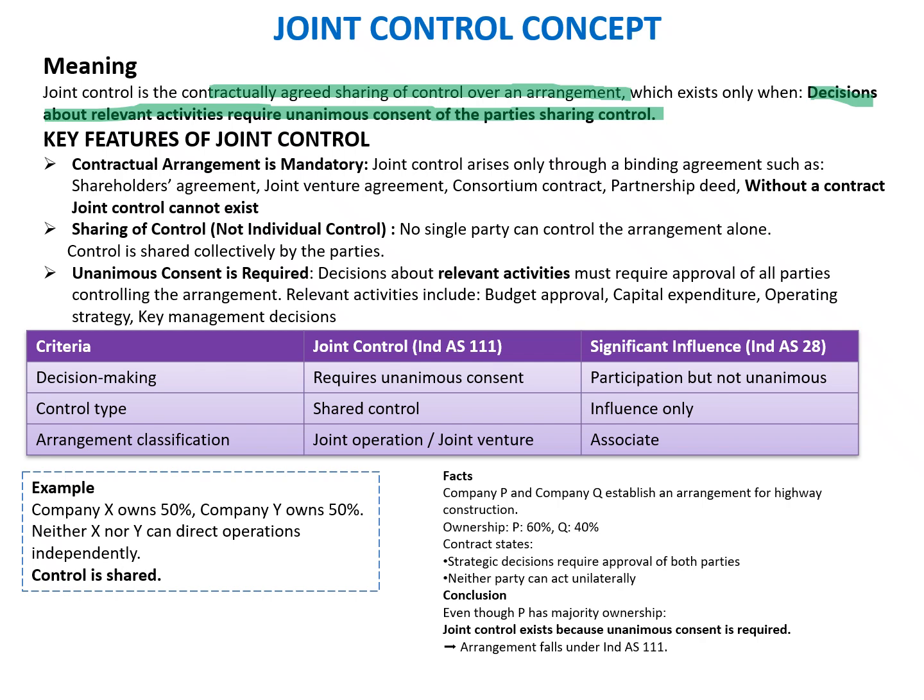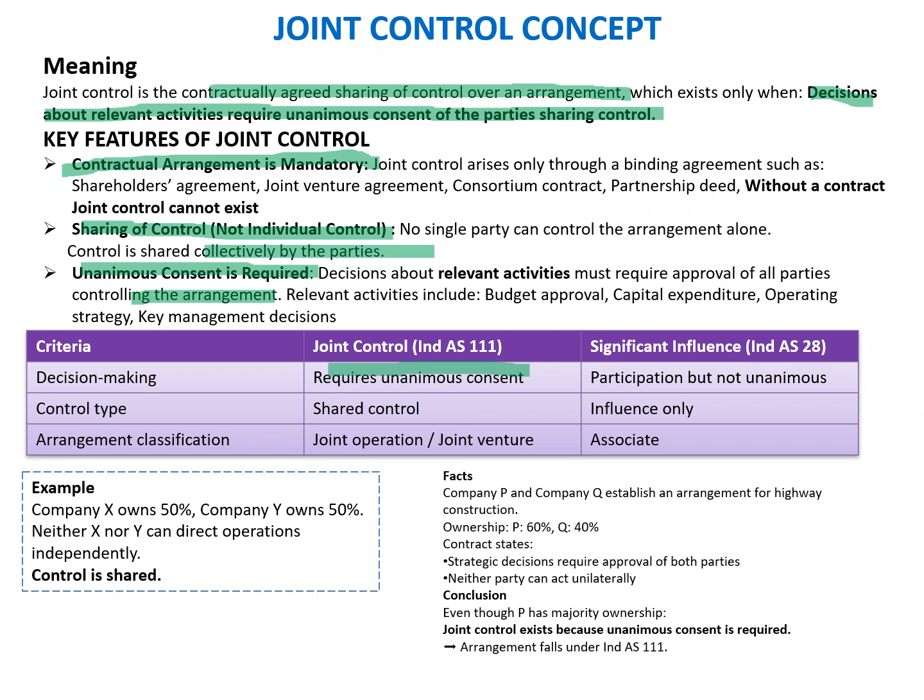So the key feature of joint control is that a contractual arrangement is mandatory. If the contract is not there, and it is just by the act of the person, then it will not be treated as joint control. There is sharing of the control, not individual control. No single party can control the arrangement alone. Control is shared collectively by the parties, and unanimous consent is required. Decisions about the relevant activities must require the approval of all the parties controlling the arrangement. These are the key prerequisites for an arrangement wherein we can establish the concept of joint control, which means that decision making for joint control requires unanimous consent.